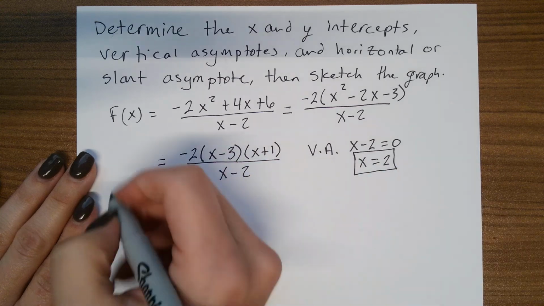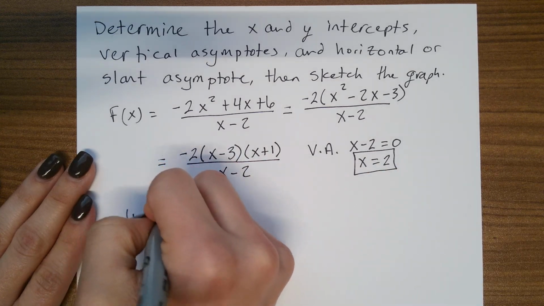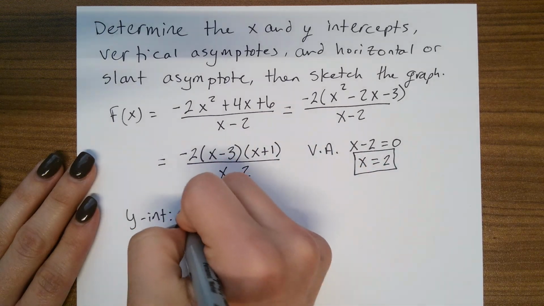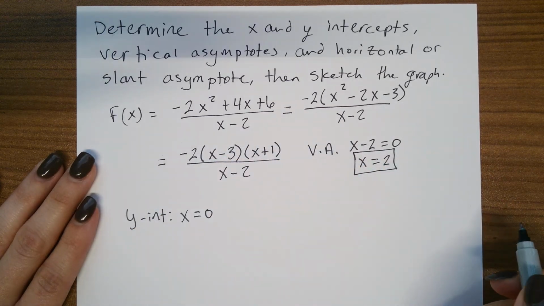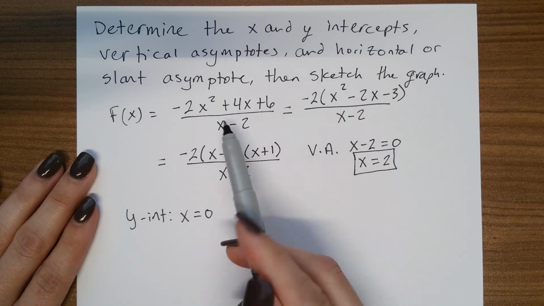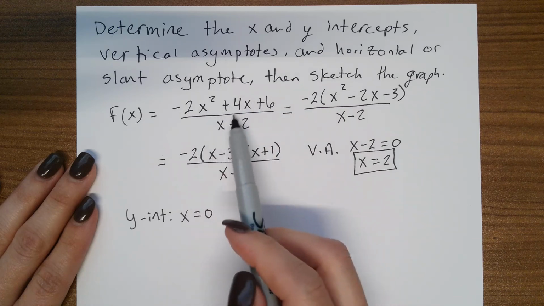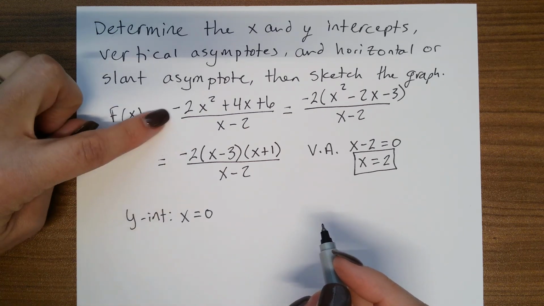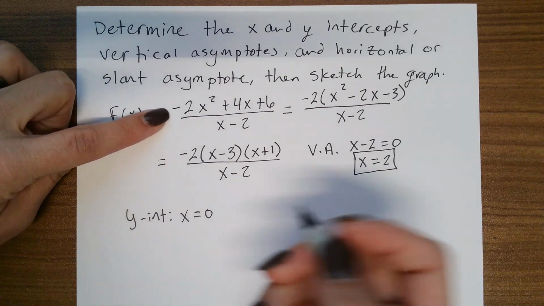From there, my y-intercept, I'm going to go ahead and figure that out. The y-intercept is what I get when I plug 0 in for x. So I'm going to set x equal to 0. I can either do it from the unfactored form or from the factored form. I'll still get the same value. It looks easier to plug it into the unfactored form, so I'm going to put it in there.